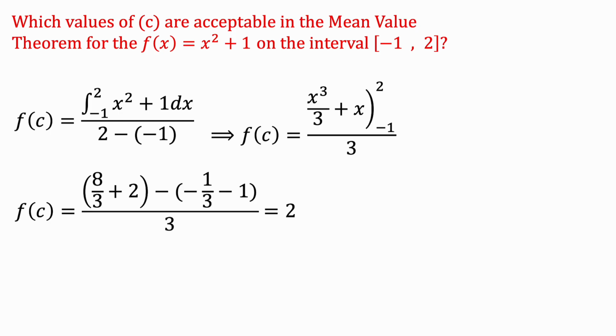Putting c into f of x gives 1 plus c squared. Set it equal to the number we found, which is 2. So c is plus or minus 1. But remember, c must be inside the interval. -1 is not inside the open interval. It is actually the starting point of the interval. So it is not useful for us here.